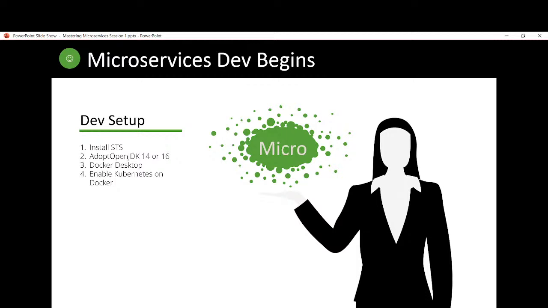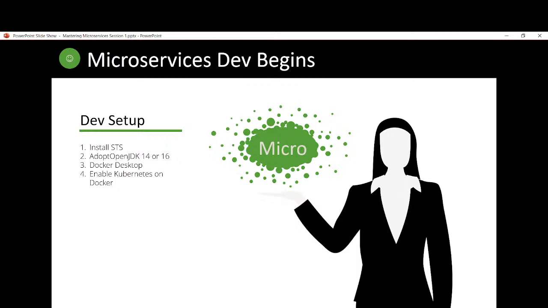Alright guys, we have the microservices development beginning here. So we have the test setup. You have to download the STS and Adopt OpenJDK 14 or 16. But in Eclipse itself, you will notice that they have only until 15. But you can change it to connect to 16.